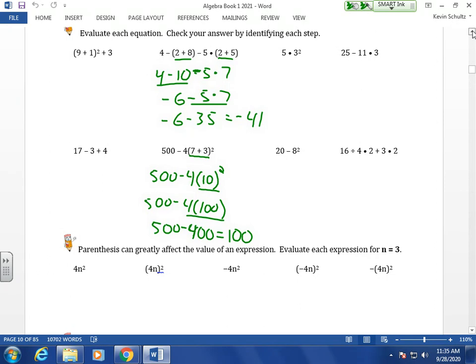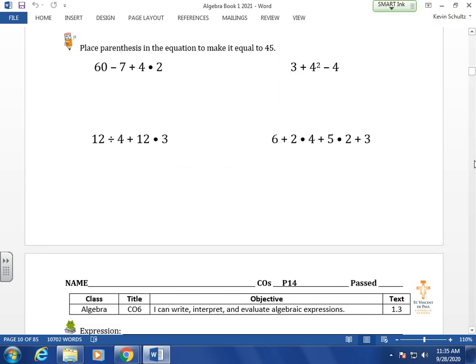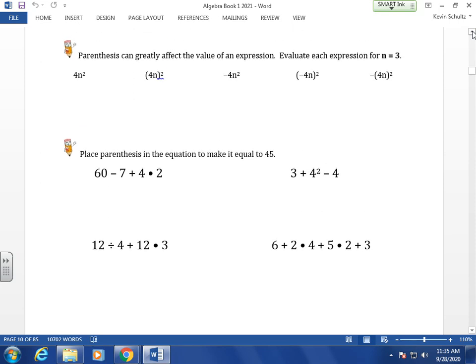Any others from these 8? Okay. The next section there is designed to show you how parentheses can really affect a value. In fact, the last two here. If you look at this middle section, parentheses can greatly affect the value of an expression. Evaluate each expression for n equals 3.